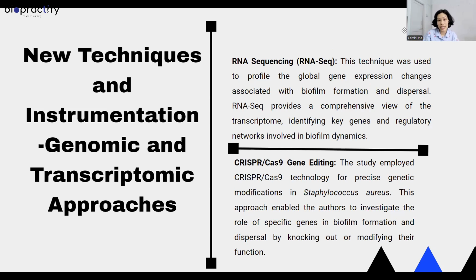CRISPR-Cas9 gene editing. The study employed CRISPR technology for precise genetic modification in Staphylococcus aureus. This approach enabled the authors to investigate the role of specific genes in biofilm formation and dispersal by knocking out or modifying their function.